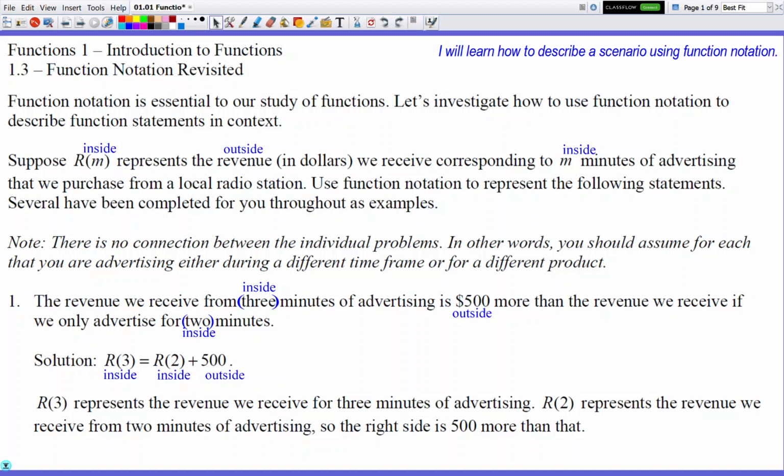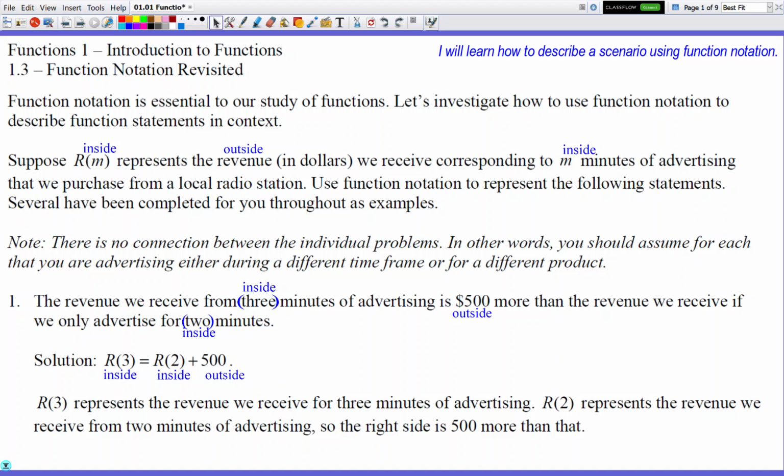Okay, so when I read problem one, I know problem one's answer is already on there, but I want to explain how they get problem number one by dissecting what they give you, which is this sentence: the revenue we receive from 3 minutes. So 3 is going to connect with the word minutes, so it's telling me how many minutes I'm advertising, so I'm going to categorize it as inside the parentheses. So 3 minutes of advertising is $500 more than. So $500, that's not a minute value. That's a revenue value. So I'm going to put the word outside right underneath the number 500.